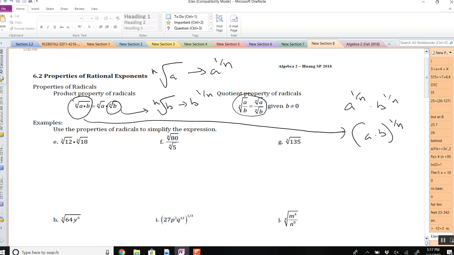Likewise with ratios of a and b, if you have the nth root of a over b, you can separate it as the nth root of a over the nth root of b. So armed with this knowledge, let's go through these problems right now.